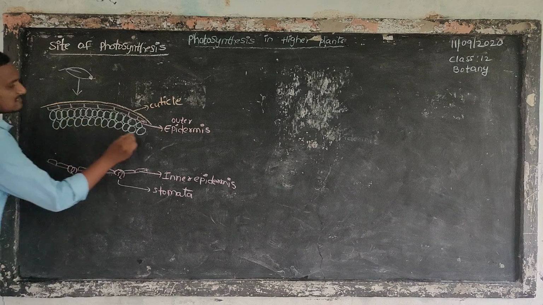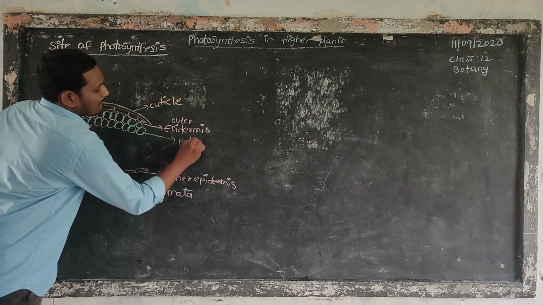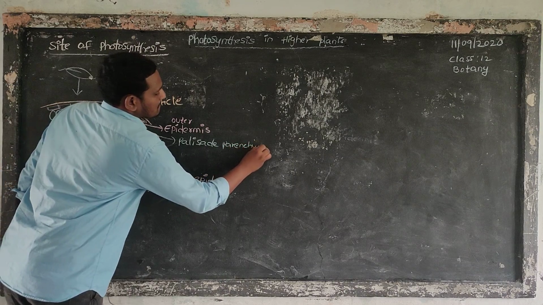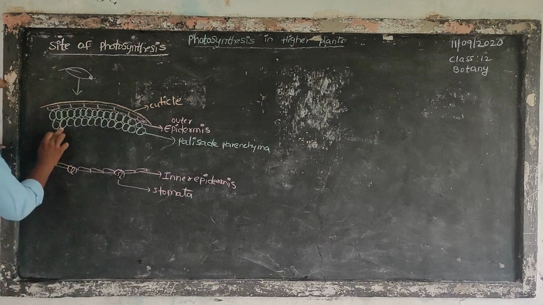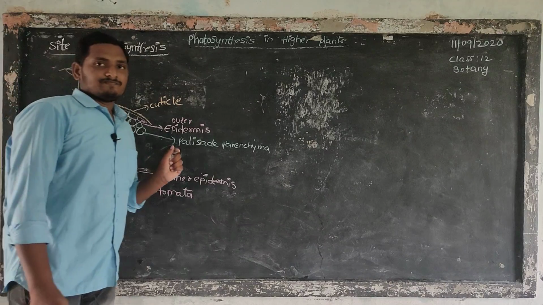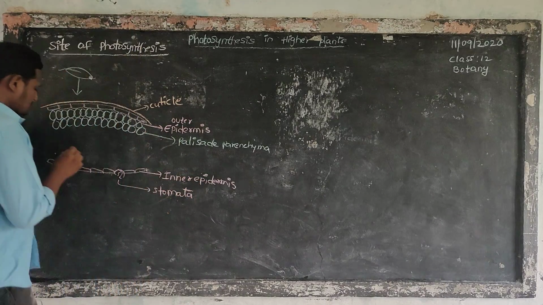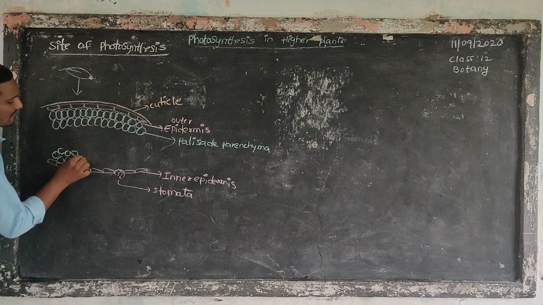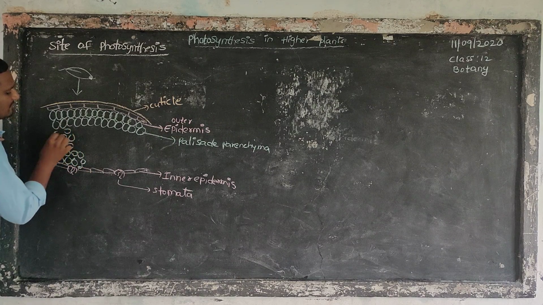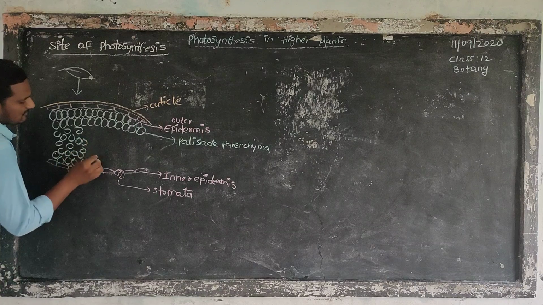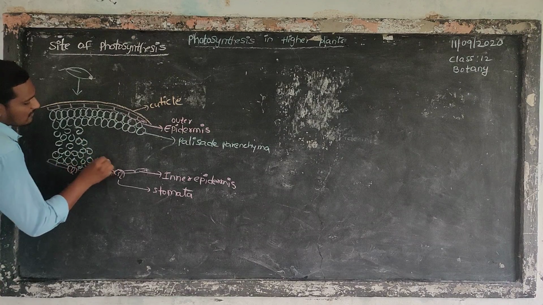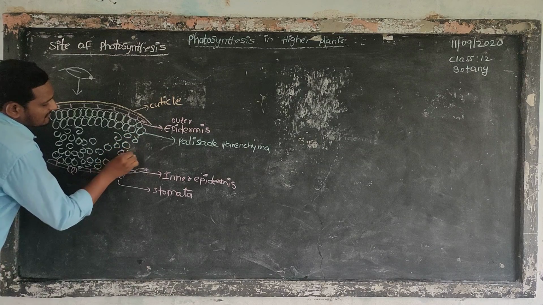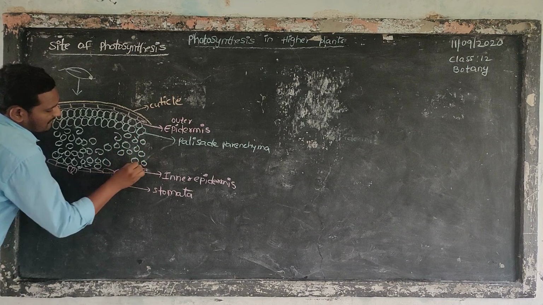So this is palisade parenchyma. These cells are tightly packed, there are no intercellular spaces. Next, below, these cells are loosely arranged. These cells are called spongy parenchyma. These cells are mainly spongy parenchyma.